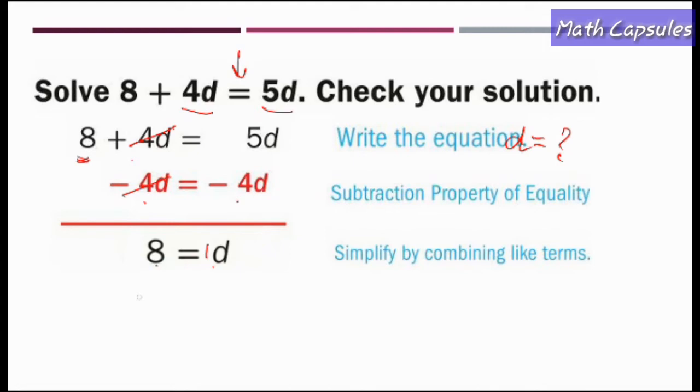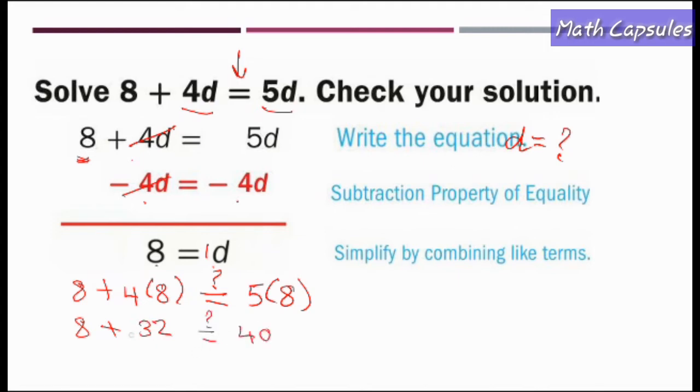To check my solution, we will substitute 8 in this equation. So 8 plus 4d, which is 8, is it equal to 5d? 8 plus 4 times 8 is 32. Is it equal to 40? Yes or no? Of course, 8 plus 32 is 40, so I am correct.